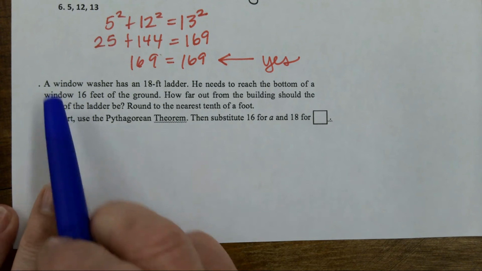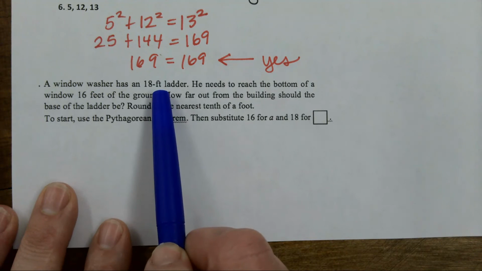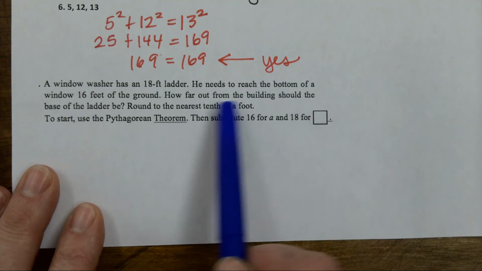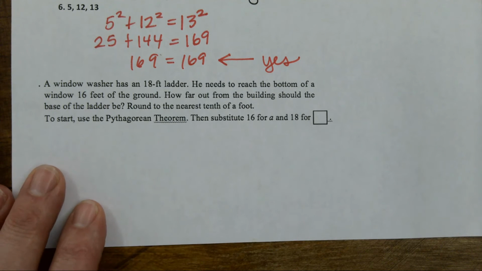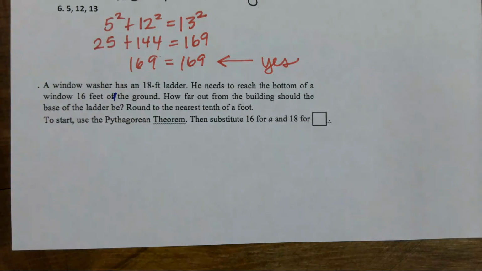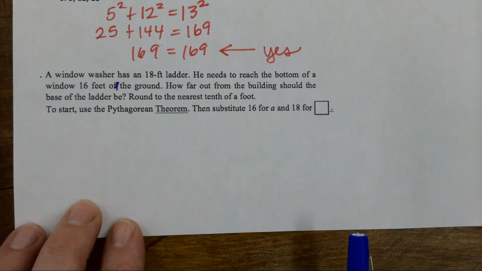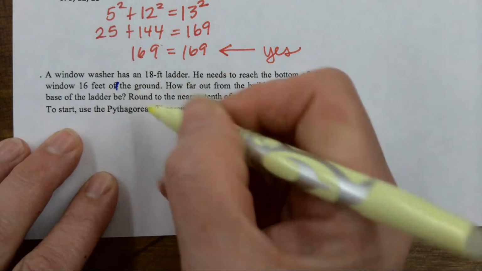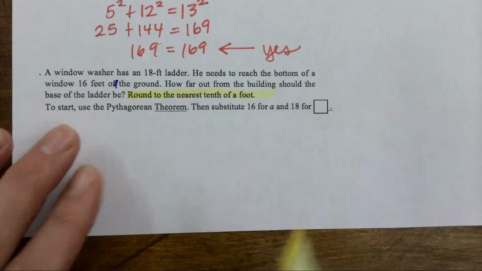So we have a window washer who has an 18-foot ladder. Think about what a ladder looks like. He needs to reach the bottom of a window 6 feet off the ground. How far out from the building should the base of the ladder be so that he reaches the bottom of the window appropriately? We need to round our answer to the nearest tenth. So I do not need to put it in simplest radical form. I need to round my answer to the nearest tenth of a foot.